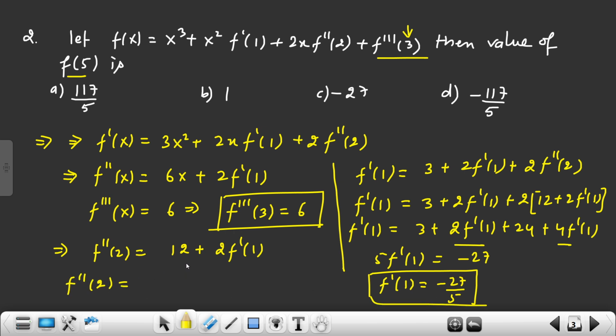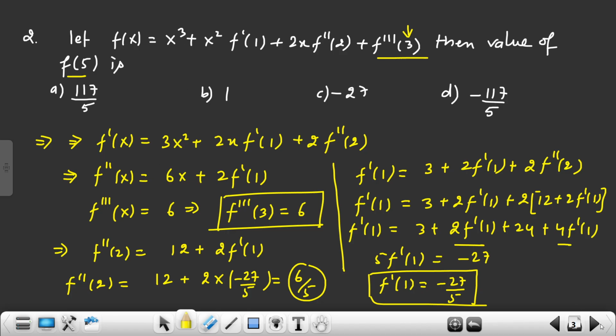And that is 12 plus 2 f dash 1, with f dash 1 as minus 27 by 5. So it is 60 minus 54 over 5, which is 6 by 5. Right? Now we have got all the values, I think.